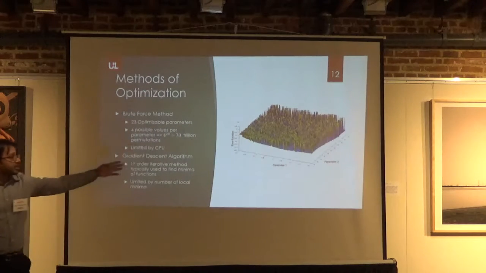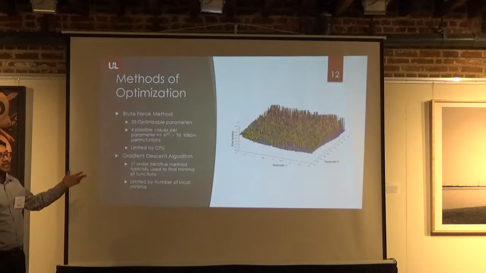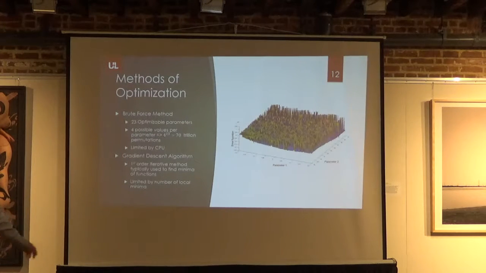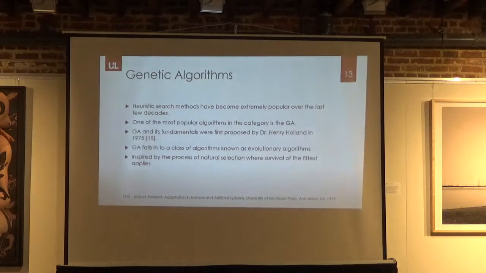Now you can see there are so many local minima. So if I use a gradient descent method, the optimization algorithm would get stuck in one of those local minima and it wouldn't give me the best optimized value. Because of that, we try to use something called a genetic algorithm. If you don't know what a genetic algorithm is, it's related to actual natural selection.